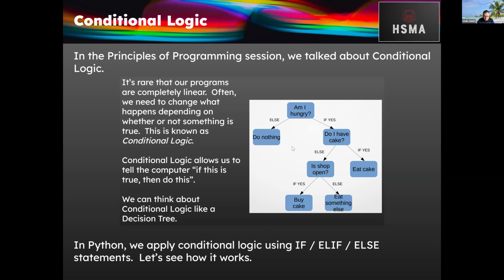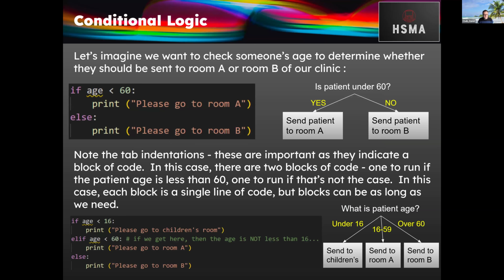And we gave this example here to say they're a bit like decision trees, that we say if this is true, then do this, otherwise do this. And in Python, we can apply conditional logic using if, elif, else statements. Okay, so let's have an example of how this works.